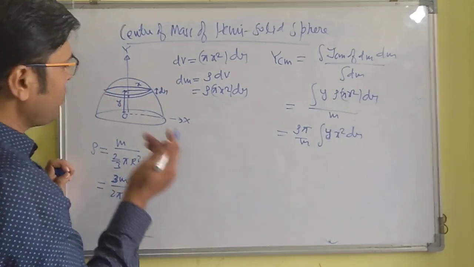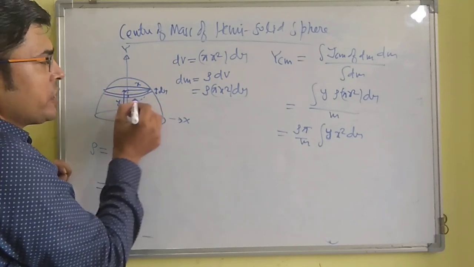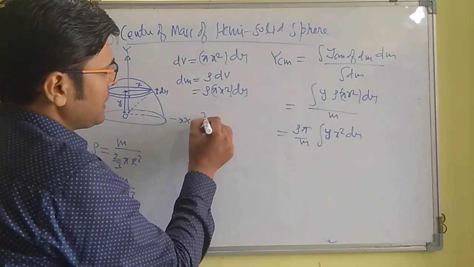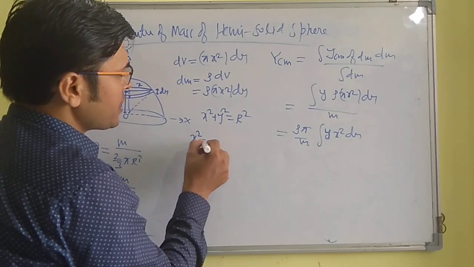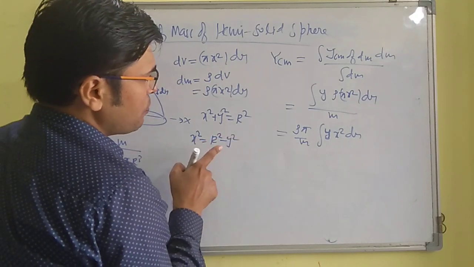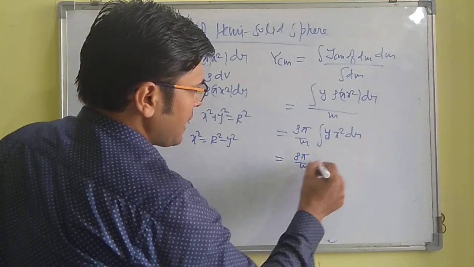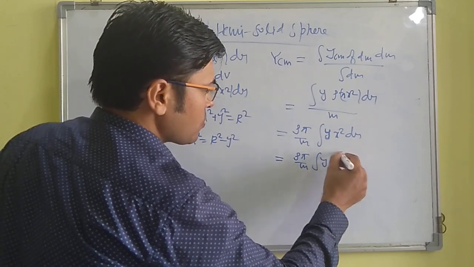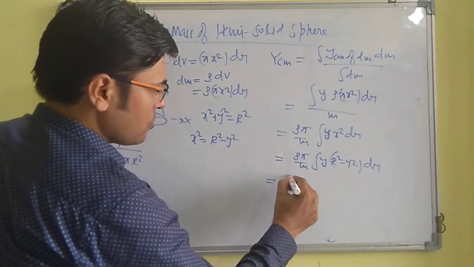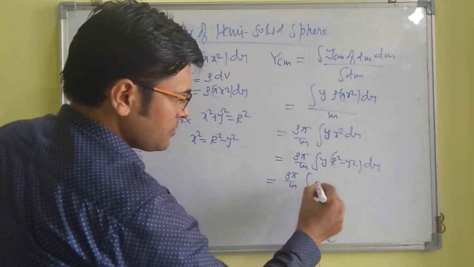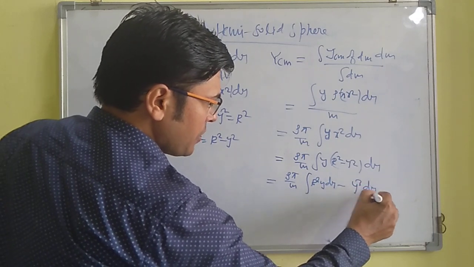The answer is yes. We have one geometrical advantage over here, that for different values of x and y, Pythagoras theorem will always hold. So that is x square plus y square is equal to r square. So from here we can write down x square to be r square minus y square. So putting this value over here, so rho pi by m integral of y into r square minus y square into dy. So this comes to be rho pi by m integral of r square y dy minus y cube dy.